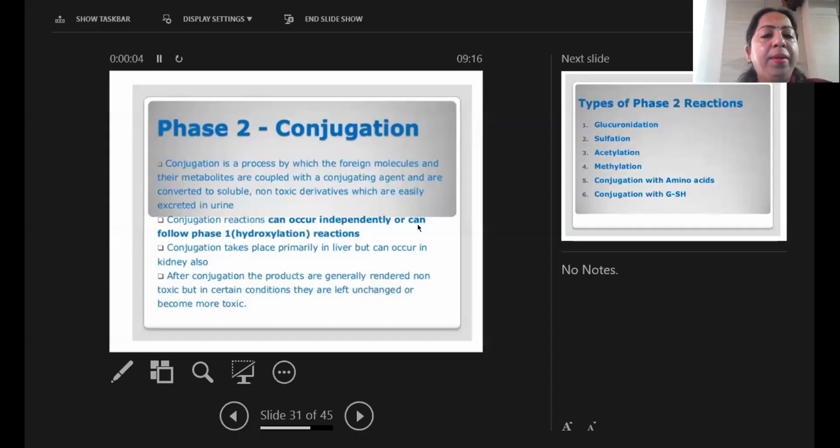Now, phase 2 or the conjugation reaction, what are these? Conjugation is a process by which the foreign molecule and their metabolites are coupled with the conjugating agents and are converted to soluble non-toxic derivative which are easily excreted in urine. Is it clear to everyone?